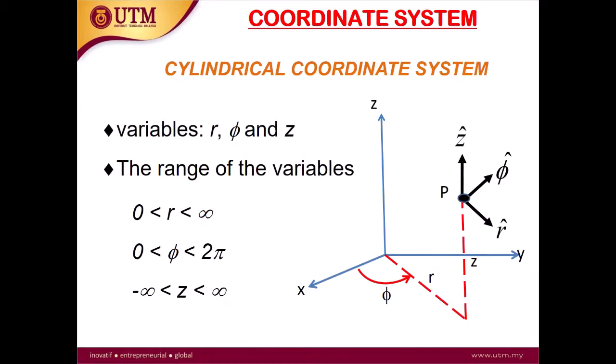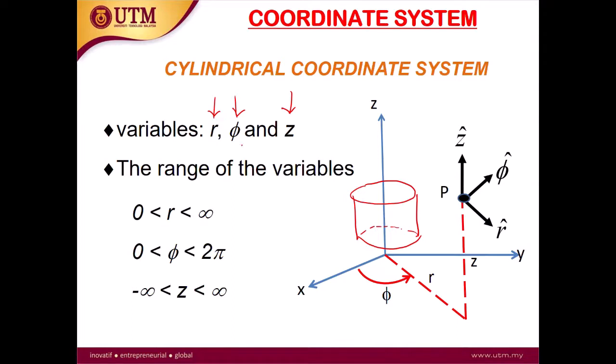So what are the variables involved for the coordinate system? For the Cartesian, we have x, y, and z. How about the cylindrical coordinate? What variables do we have? In this case, the variables of interest are r, phi, and z. This is when we consider the cylinder along the z-axis, like this.